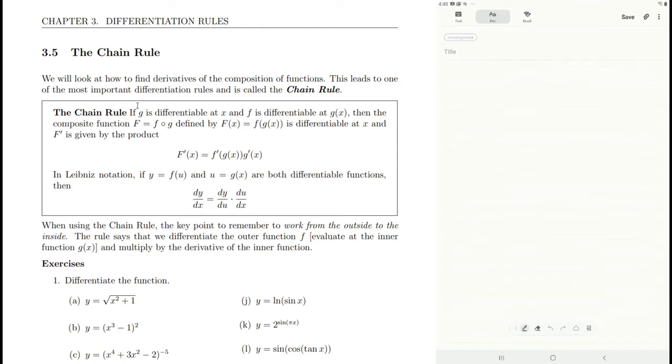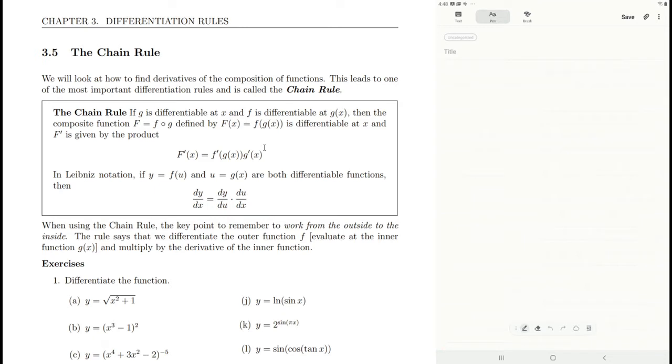So what the chain rule says is that if g is a differentiable function at x, and if f is a differentiable function at g of x, then the composite function, f composed with g, which is defined by f of g of x, will be differentiable at x, and its derivative will be given by the following formula. So the derivative of the composition is f prime of g of x times g prime of x.